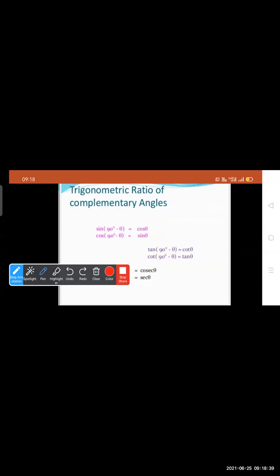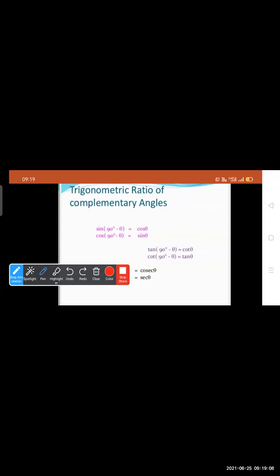Means here we find the complementary angle. Complementary means 90 and supplementary means 180. So complementary means, see, this one is a right angle, so the angle inside will always be smaller than 90. So sine 90 minus theta is always equal to cos, and cos 90 minus theta is always equal to sine. Remember this relation.